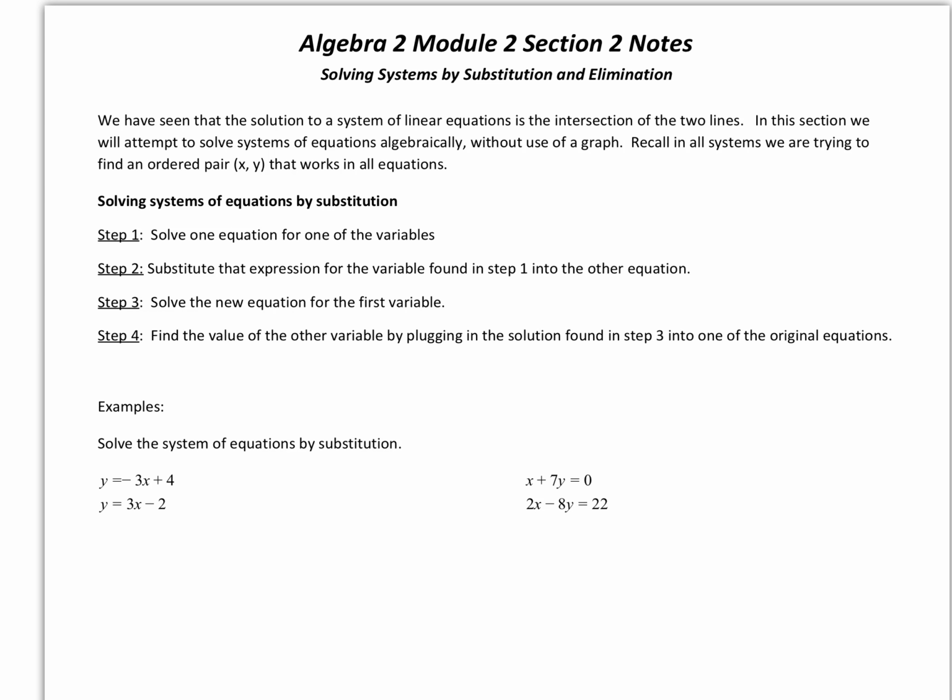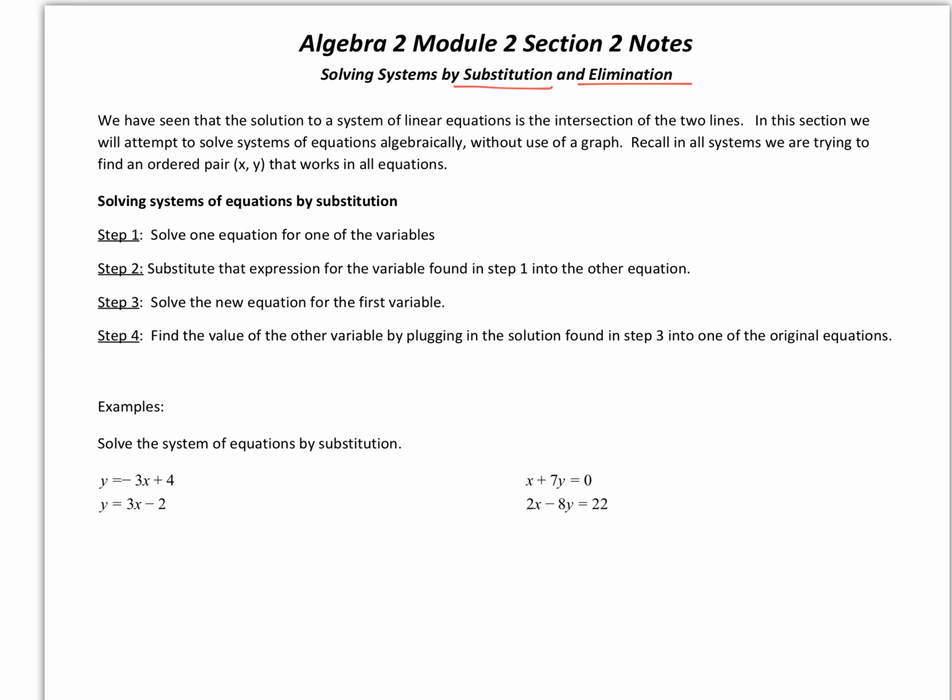Okay, in section 2, we're going to be talking about the same system of equations, except for now we'll do it algebraically by substitution and elimination. So if we read this first paragraph together, solutions to a system of linear equations is the intersection of two lines. We talked about that in section 1. But in section 2, we're going to attempt to solve these systems algebraically without the use of a graph.